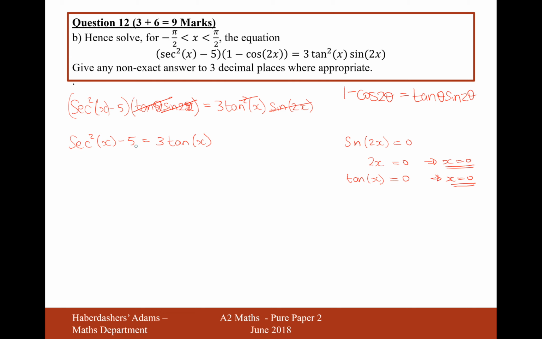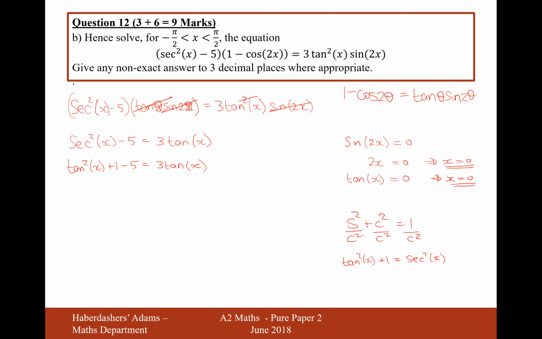I've got this expression here that I now need to work with. Now sec squared, I'm pretty sure that I can use an identity to turn it into something to do with tan, but I can't quite remember it, so let's recall it. Sine squared plus cos squared equals 1. Now to get tan, I need to divide by cos squared, so I'll divide everything by cos squared. So now I have tan squared x plus 1 equals sec squared. So now I'm going to replace sec squared with tan squared plus 1. So tan squared x plus 1 minus 5 equals 3 tan x.